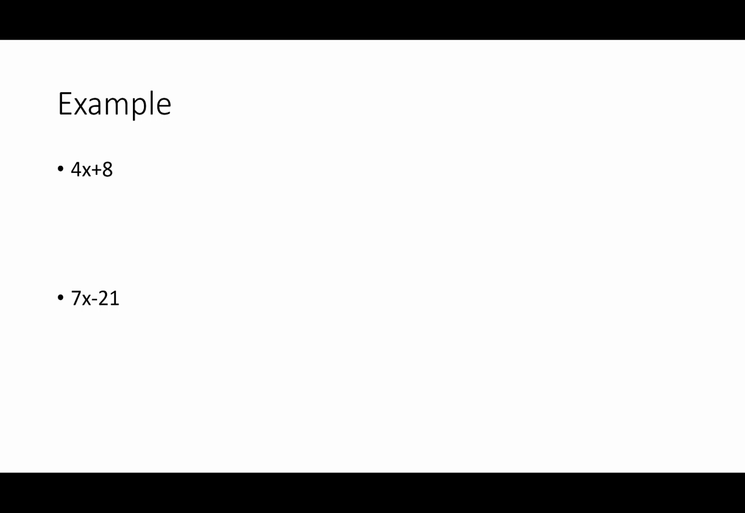When I look at 4x plus 8, I notice that both 4 and 8 are divisible by 4, so I'm going to factor out that 4. If I divide 4x by 4, it leaves me with x. If I divide 8 by 4, it leaves me with 2. Our second one says 7x minus 21, and again, I look for what's common to both, which would be the number 7. When I divide 7x by 7, I just get x, and when I divide negative 21 by 7, it leaves me with negative 3.